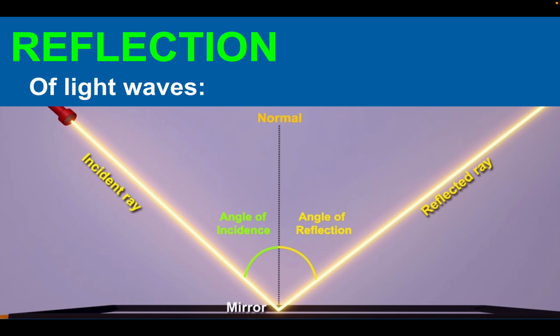And within that bounced off wave, we have the angle of incidence. You can notice the angle of incidence is next to the incident ray. We have the angle of reflection. Please notice that that is next to the reflected ray. Please make sure to label this on your page.